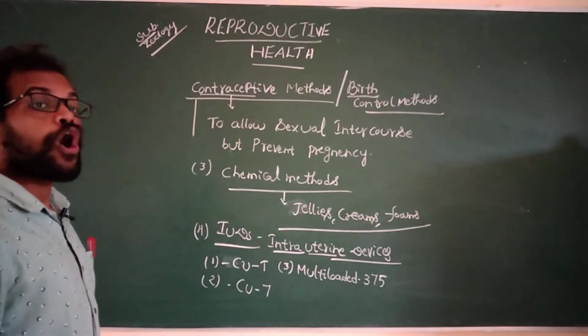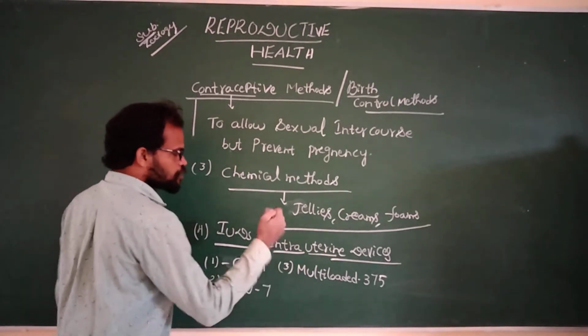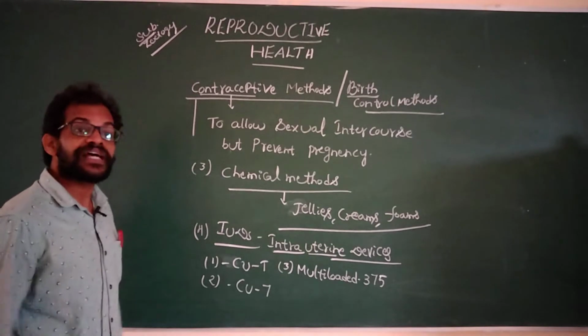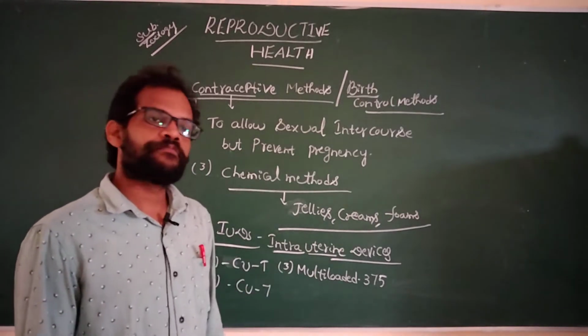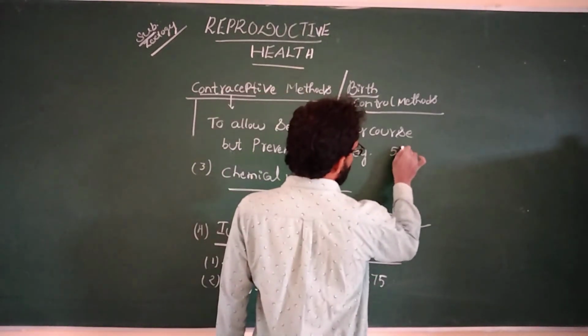These devices, Copper T, Copper 7, and Multiload 375, are helpful to prevent pregnancy. Next one, hormonal devices.